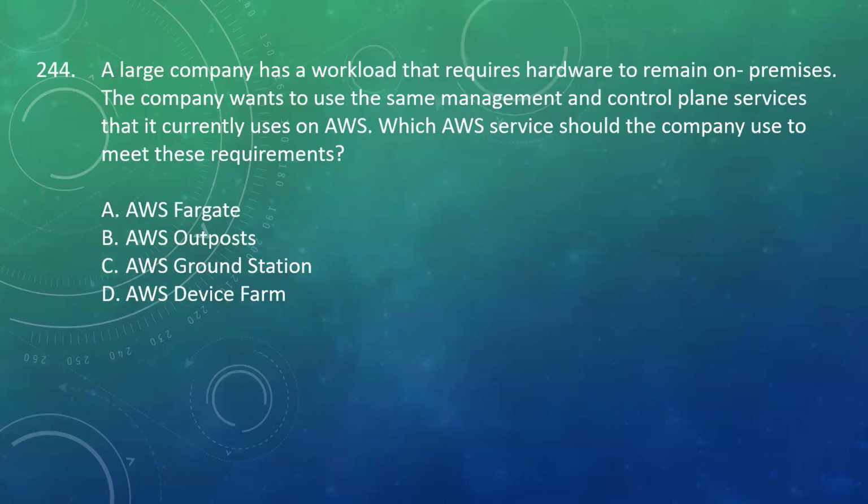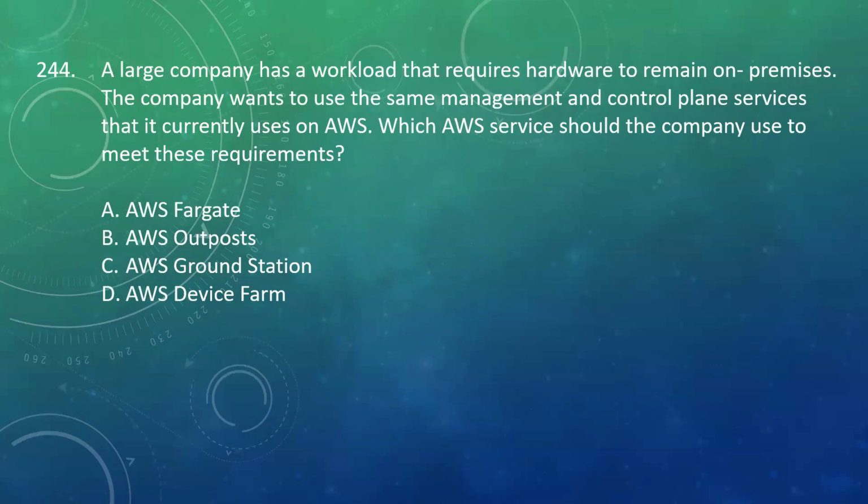A large company has a workload that requires hardware to remain on premises. The company wants to use the same management and control plane services that it currently uses on AWS. Which AWS service should the company use to meet these requirements? Options given are AWS Fargate, AWS Outposts, AWS Ground Station, AWS Device Farm.